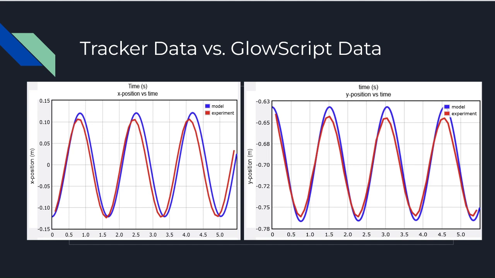Alright, now let's compare the tracker data versus the GlowScript data. The tracker data is the red line, while the GlowScript data is the blue line. As you can see, the GlowScript data always reaches a higher point than the tracker data, both in the y-axis and the x-axis. This can be caused by two main reasons. The first one is the GlowScript data ignores a lot of things like drag, friction, and air resistance, while the tracker data includes them. The second is that error can be caused by wrong initial conditions.